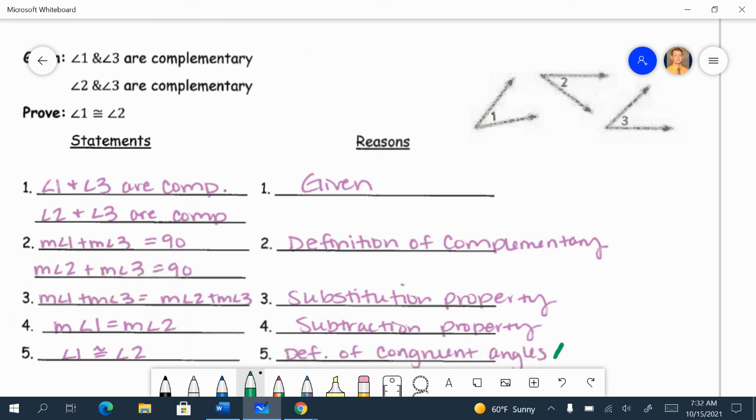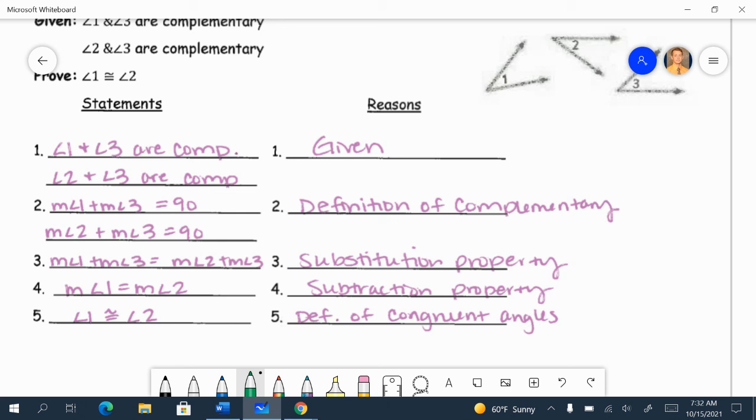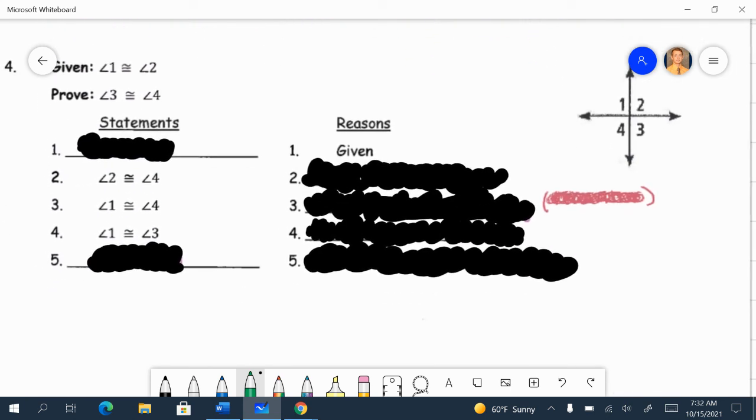And I said this before. This reason is going to be in like 70% of our proofs that we go through in this class. We're going to be changing languages all the time. So definition of congruent angles or definition of congruent segments is a really, really big one that we need to remember. We're on our last one here, guys.